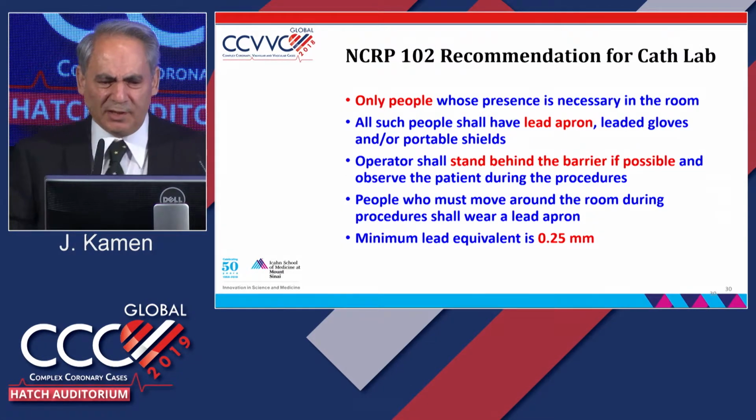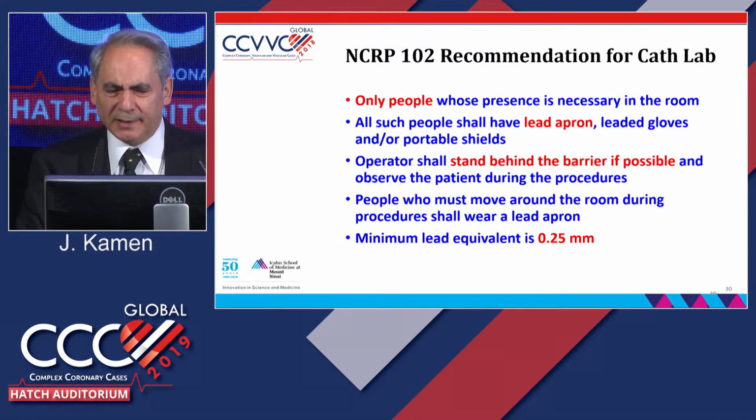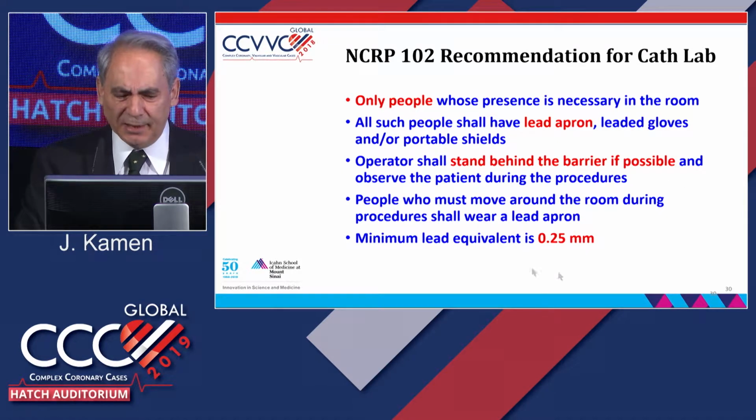NCRP 102 has a recommendation. It says only people that need to be in the room should be in the room. If you need to be in the room, you have to have a lead apron, lead gloves, whatever you need. You should stand behind the lead barrier if possible, and the lead apron should be 0.25 millimeter lead equivalent.